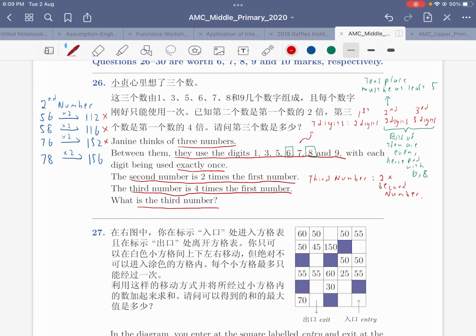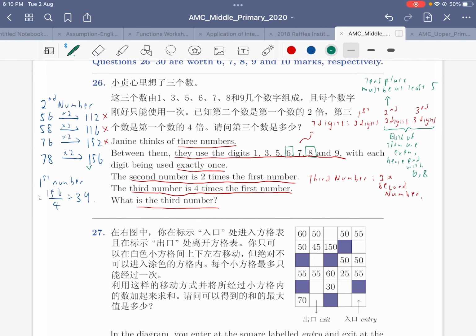But before writing that final answer down, it makes sense for us to do a quick check first. So what about the first number? If the third number is 156, the first number is equal to 156 over 4, which is equal to 39. So in this case, let's do a little bit of ticking and see whether all the digits have been used.